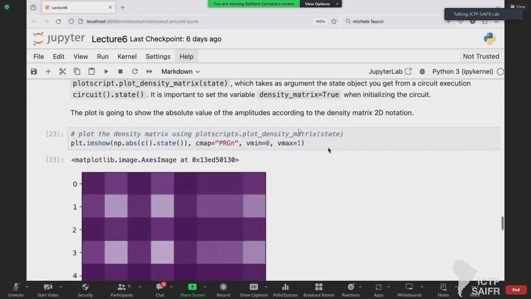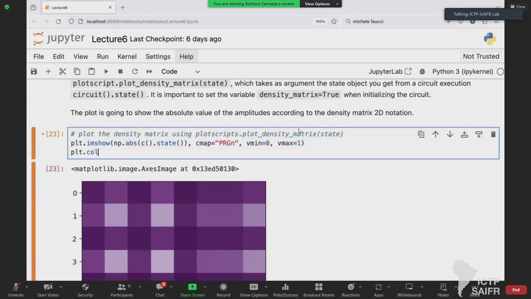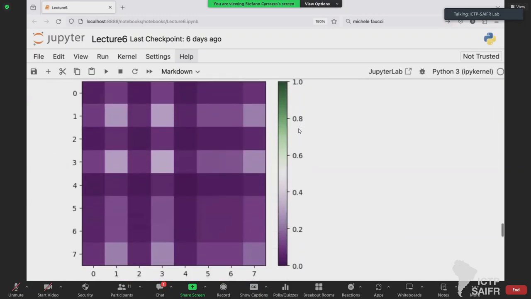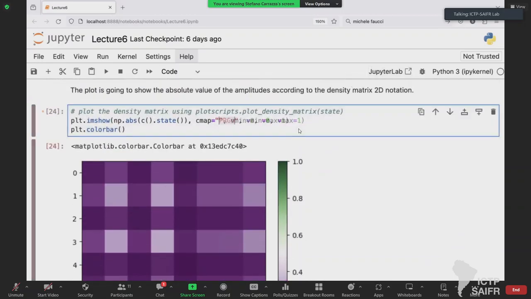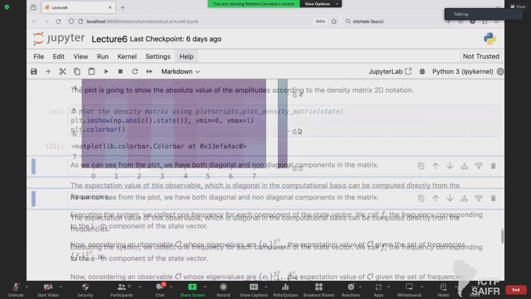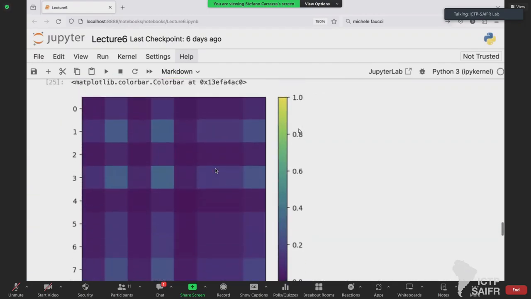Let me do slightly better. We can do plot color bar. And then that's it. I think this is sufficient for us. We see that. Yeah, you see it. Maybe let me change this because this color map I don't like too much. Okay. Yeah. It was the most clear.